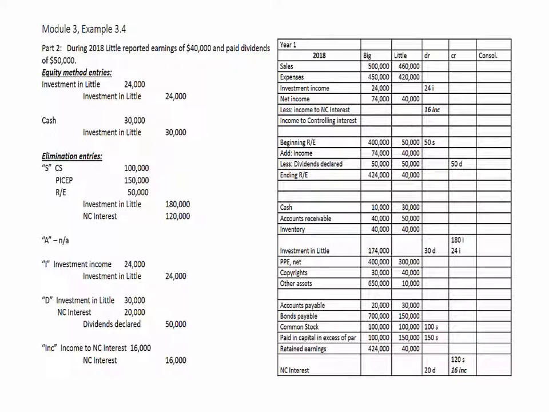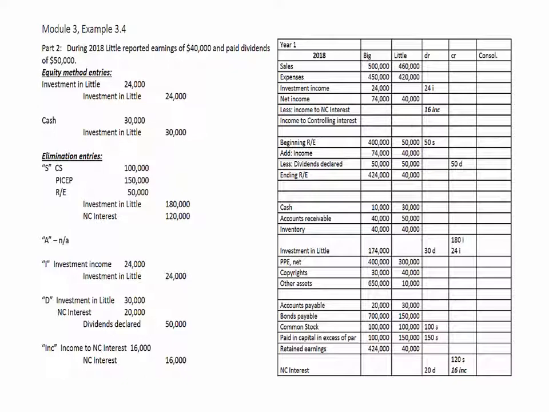Again, a couple things you need to be real careful of. There are two accounts related to our investment. There's the investment in Little, the asset in the balance sheet, and there's the investment income, the income statement account up in the income statement. You need to be sure you know which one you're supposed to be working with at any certain point in time. Another possible point of confusion is retained earnings.